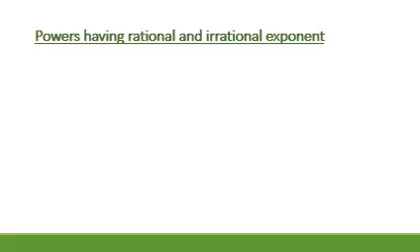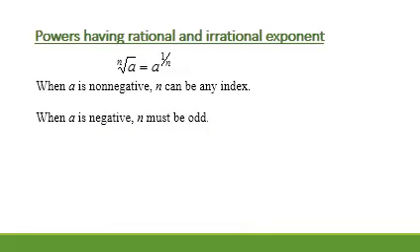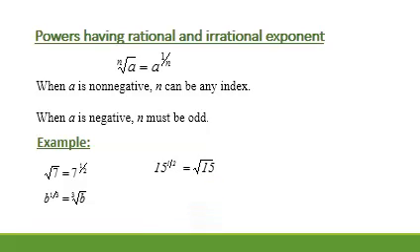Powers having rational and irrational exponents. The nth radical of a is a to the power 1 over n, where a is a non-negative number and n can be any index. Example: radical 7 is 7 to the power half, and b to the power 1 over 3 is the cube root of b. 15 to the power half is radical 15. Whatever you have inside the radical, you write it over 3, because you can write all of it to the power of 1.